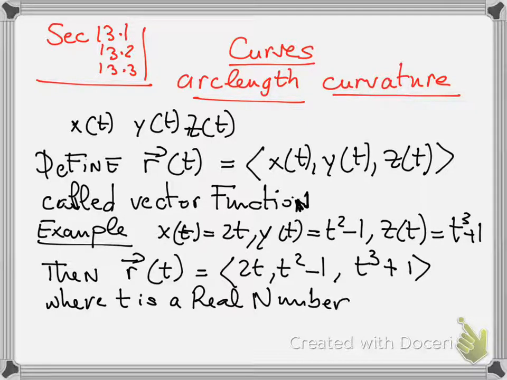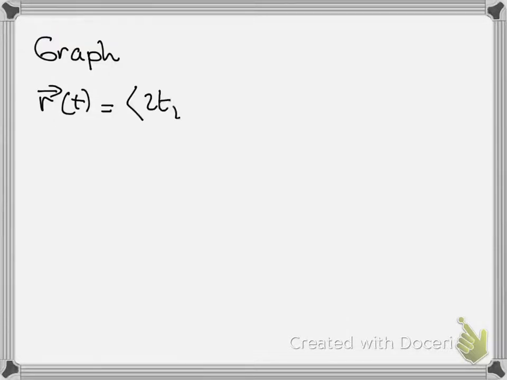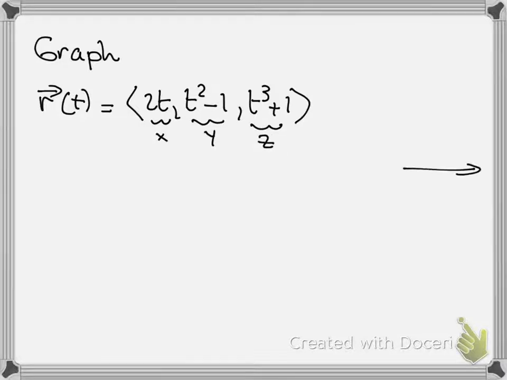Okay, so let's try to graph or draw the r of t, which is, we said, 2t, t squared minus 1, and t cubed plus 1, right? So here, again, this is my x, this is my y, and this is my z. So we have three coordinates, x, y, z.